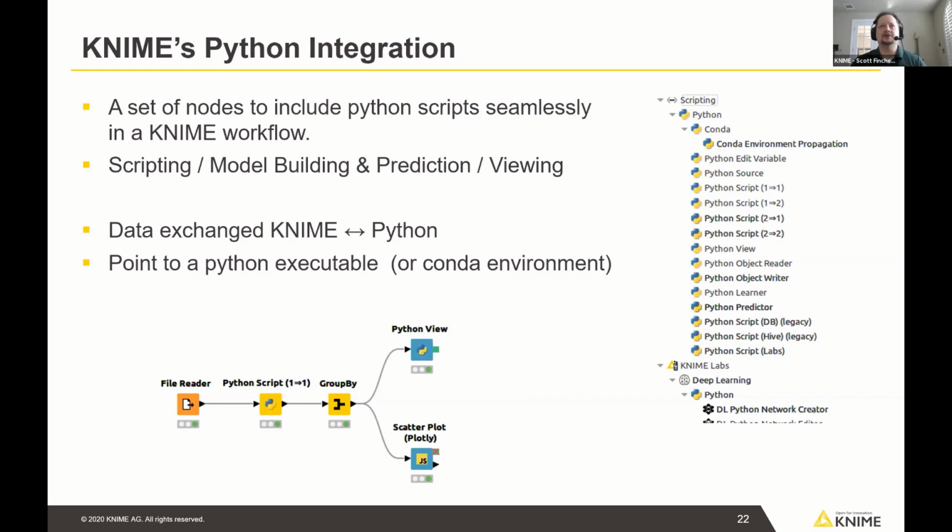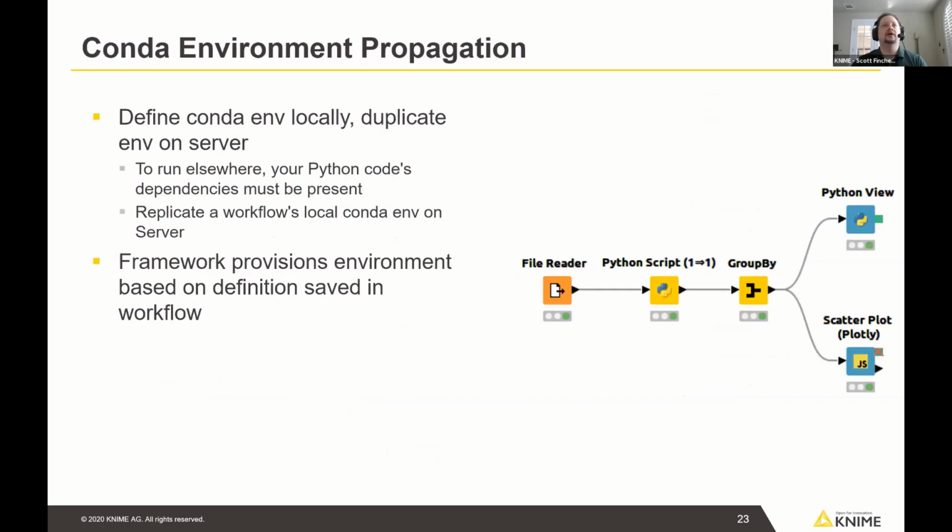But when you need to put it onto the server, sometimes you could run into issues where the dependencies that you need to be present in your Python environment weren't there on the server. And so we thought, well, what is it maybe that we could do about that would help resolve that problem, make things a little easier? One of the things we came up with is this Conda environment propagation node.